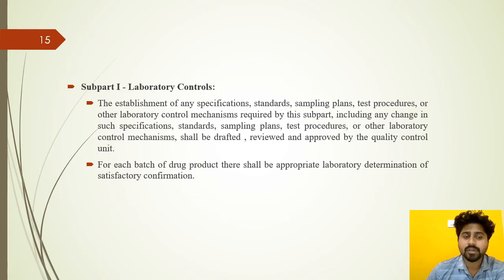Subpart I, laboratory controls. The establishment of any specification, standard, sampling plan, test procedure and other laboratory control mechanisms required by this subpart. Here any changes in the specification, standard, sampling plans or any laboratory control mechanisms shall be drafted, reviewed, and approved by the quality control unit. So if there are any changes in the laboratory controls, any procedure or any control mechanism, it should be drafted first, and approval should be taken from the respective authority. Then they are going to implement the changes in the laboratory.